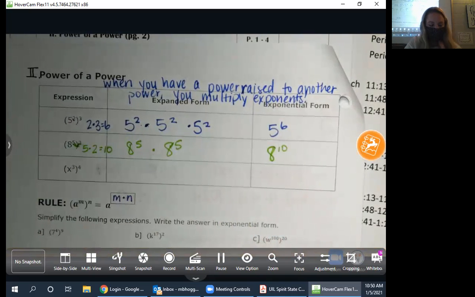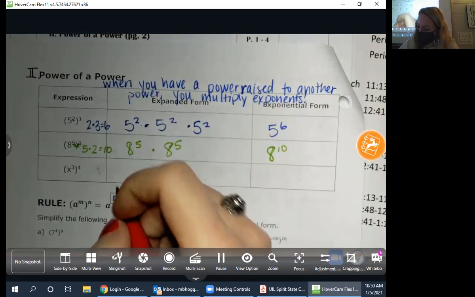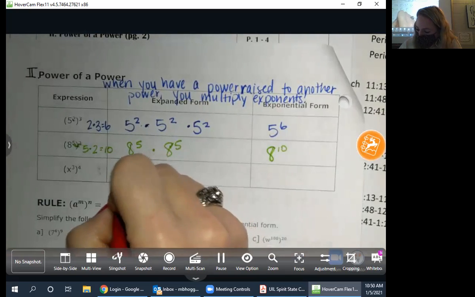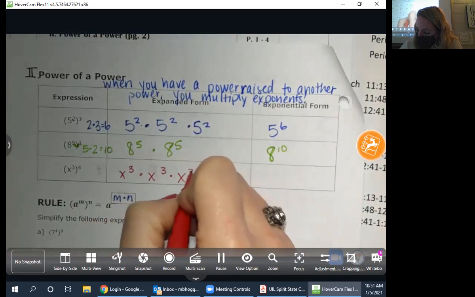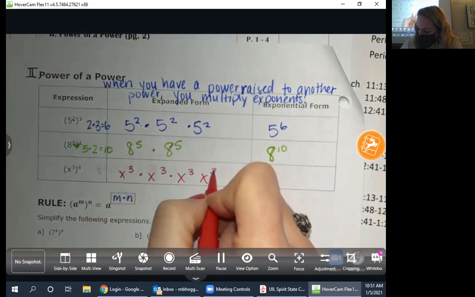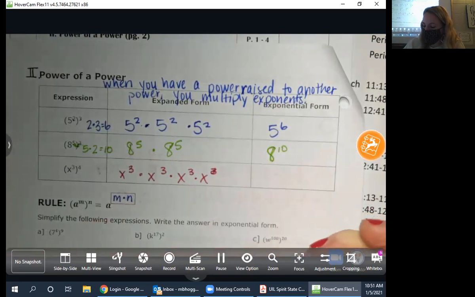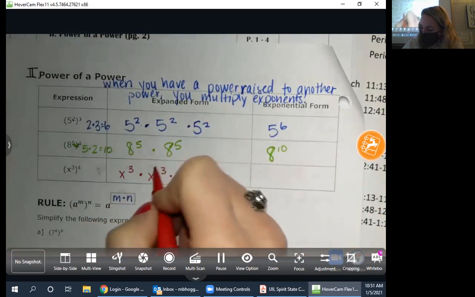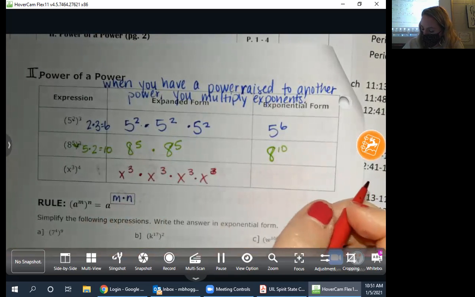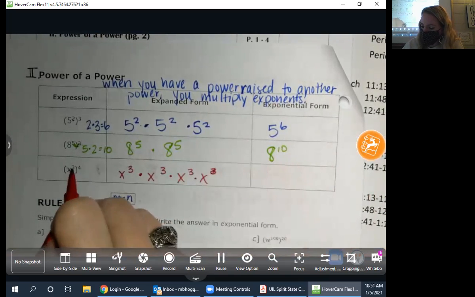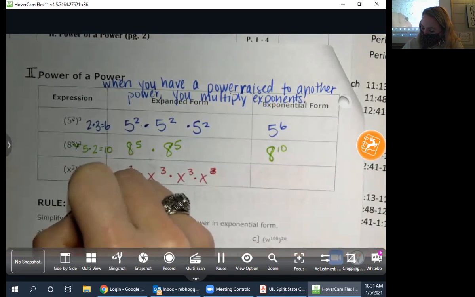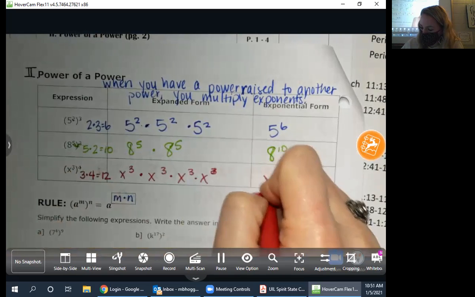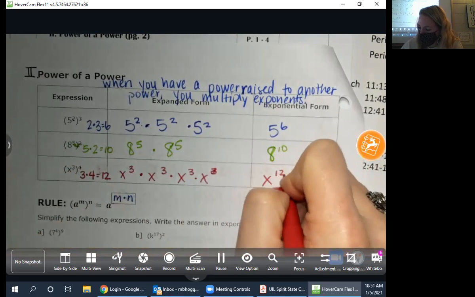Okay. Last example, and then we'll try a few more. x to the 3rd to the 4th power. So really that means you have 4 x to the 3rds multiplied by one another. So it's a power to a power, so you multiply those exponents. So what's our answer? x to the 12th.